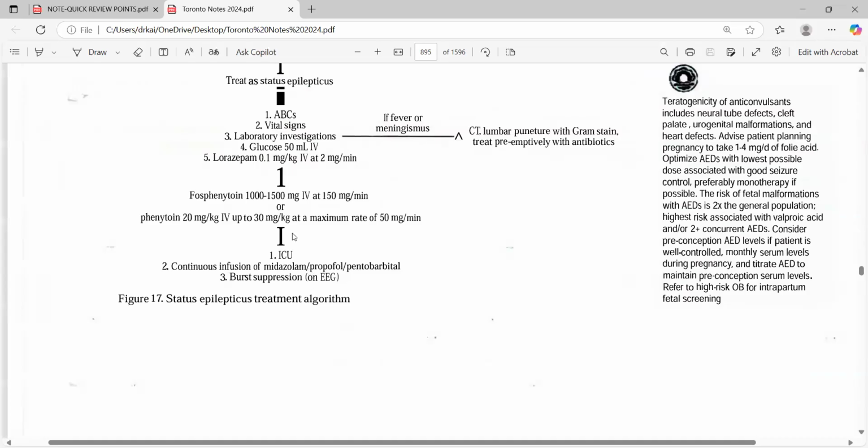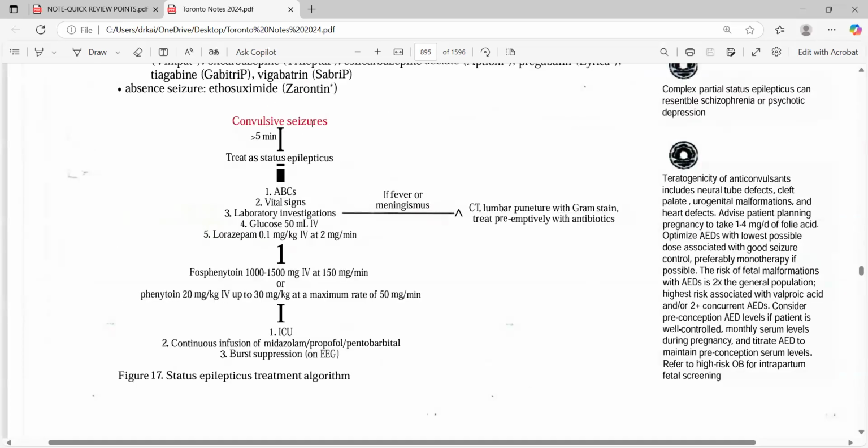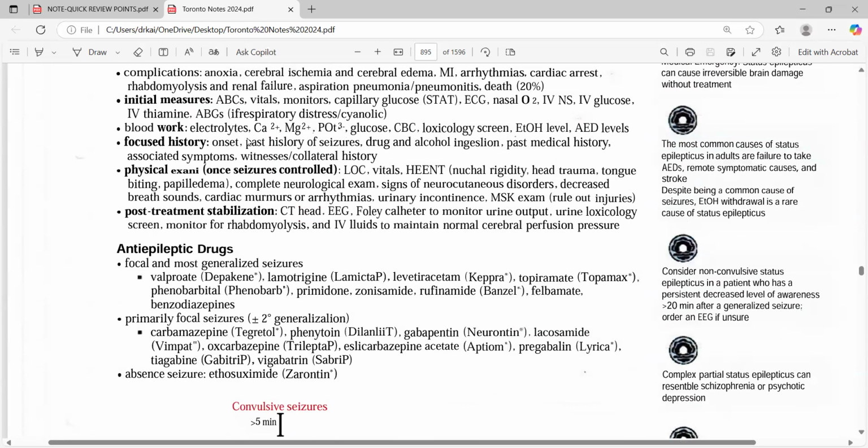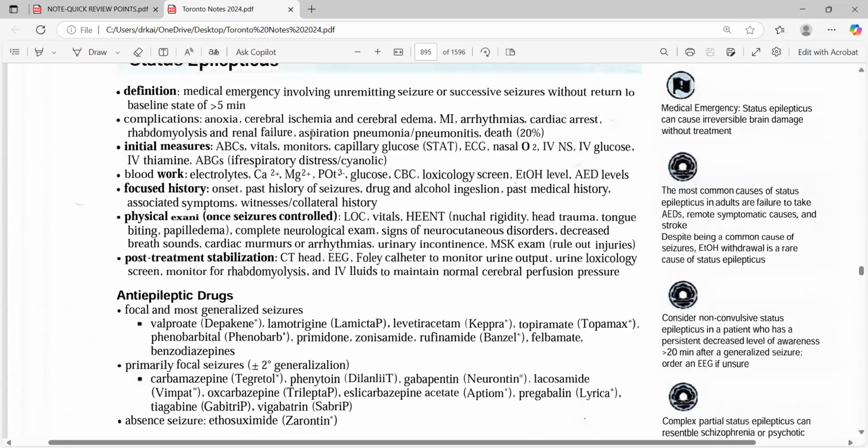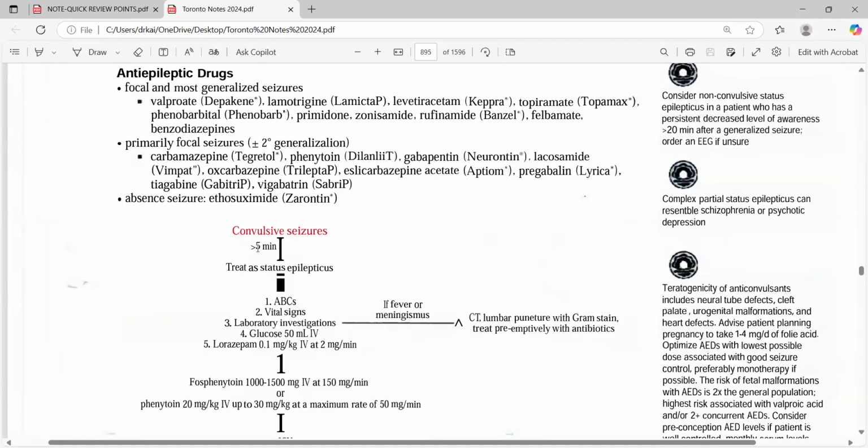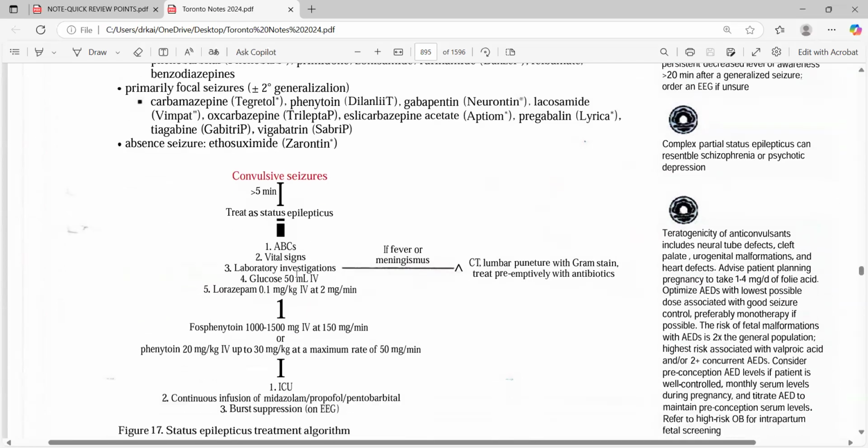Here, for status epilepticus, just for your idea, convulsive seizures more than 5 minutes. This is page number 20 from Neurology. So convulsive seizures more than 5 minutes, treat as status epilepticus. You start with ABC: airway, breathing, circulation, then checking the vitals, laboratory investigation, checking all the electrolytes. If any fever or meningismus, then go for a CT scan and start the treatment for meningitis, like antibiotics. Then give glucose as well, just to make sure that this patient does not have hypoglycemia.